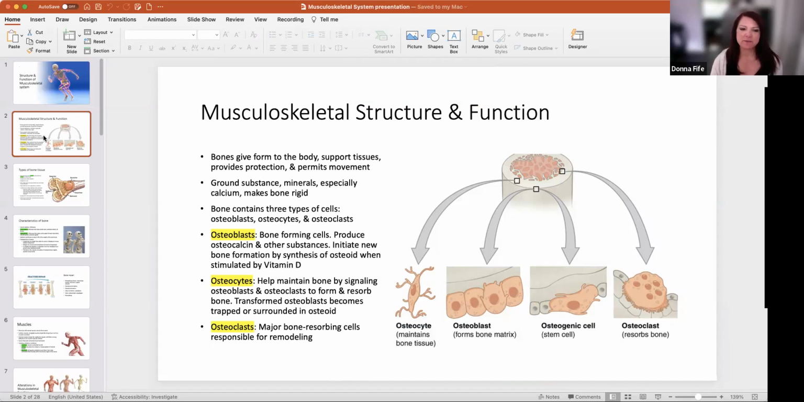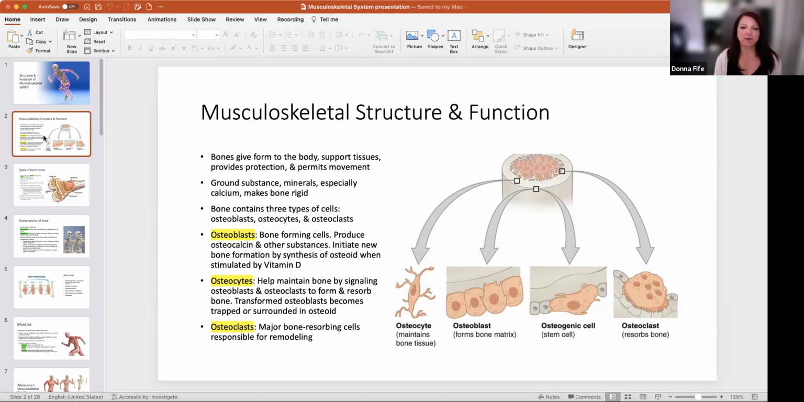Bone contains three types of cells. We have osteoblasts, osteocytes, and osteoclasts. Osteoblasts are the bone-forming cells, and these produce osteocalcin and other substances. These initiate new bone formation by synthesis of osteoid when stimulated by vitamin D.